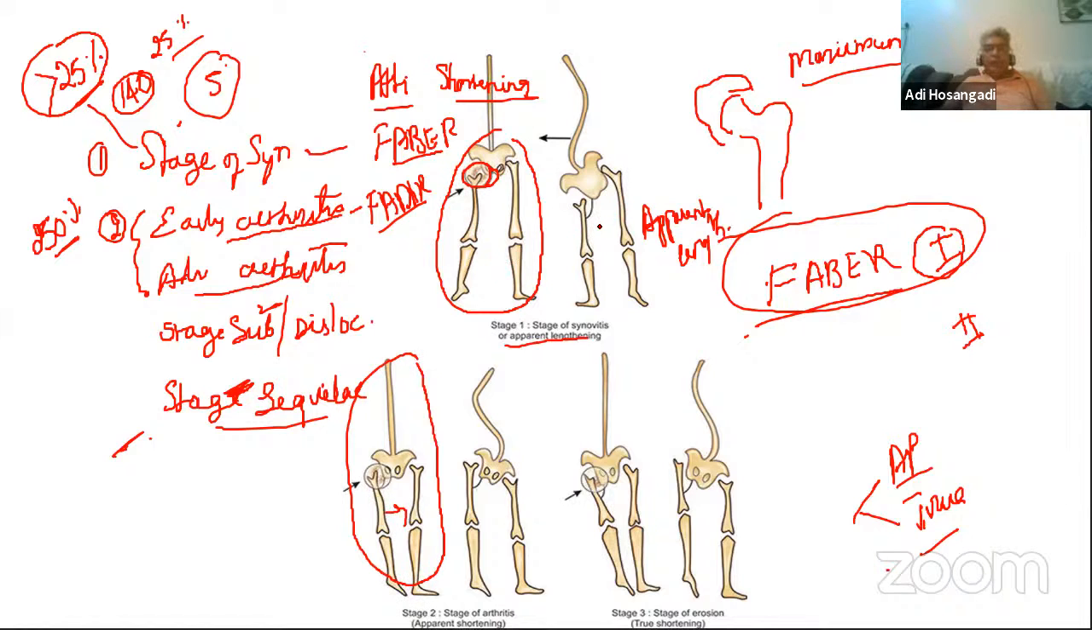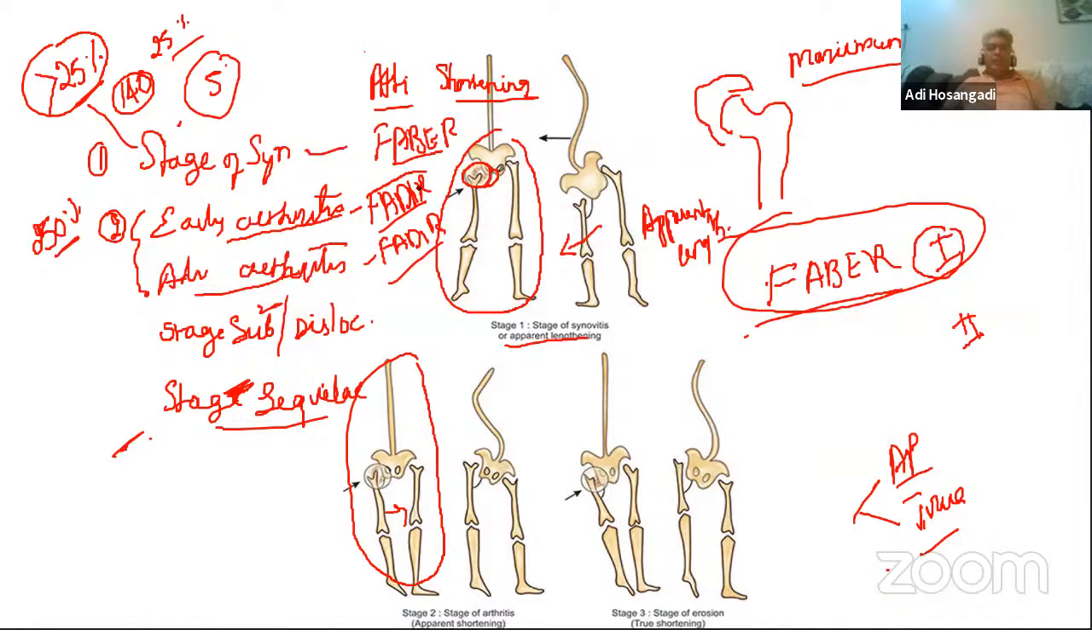There it was in abduction. So in the stage of early arthritis, the attitude of the limb is FADIR. FABER comes before, FADIR comes later. So you remember easily: synovitis, it is FABER. Early arthritis, it is FADIR. Late arthritis is also FADIR. So even this is a kind of mnemonic for you to remember.